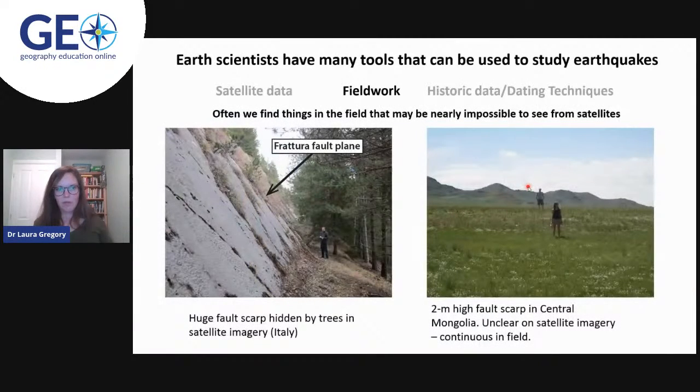And often when we're in the field, we find things that may be impossible to see from satellites. So this is a big fault in Italy that you couldn't really see in satellite imagery because it was covered up by these trees. And then here's a very subtle fault in Mongolia that was quite hard to see on the satellite imagery. But then when we got there and could actually walk along it and get to know it a bit better, we could say, oh yeah, this is an active fault. So us earthquake scientists, we have to do field work. It's always really good to find something that you can't really know is there until you get out into the field.